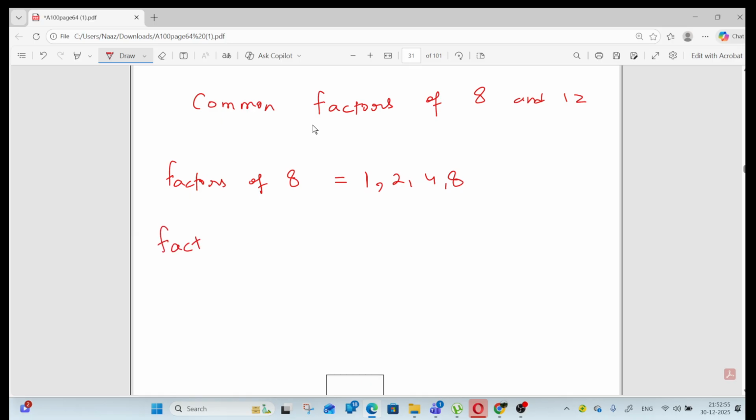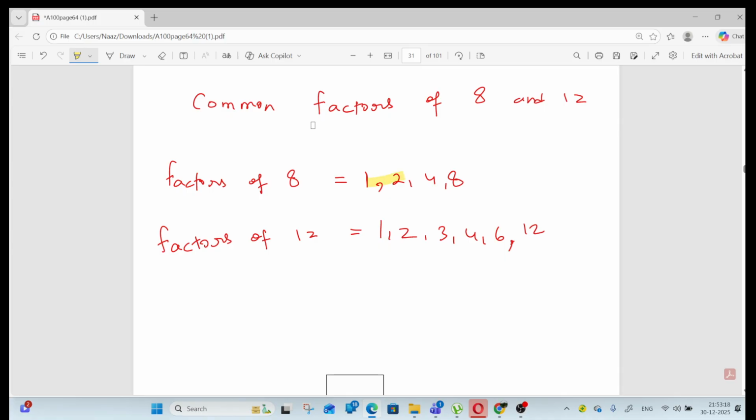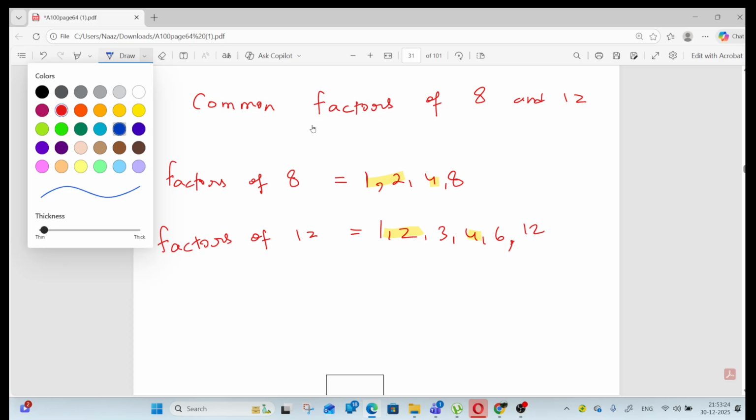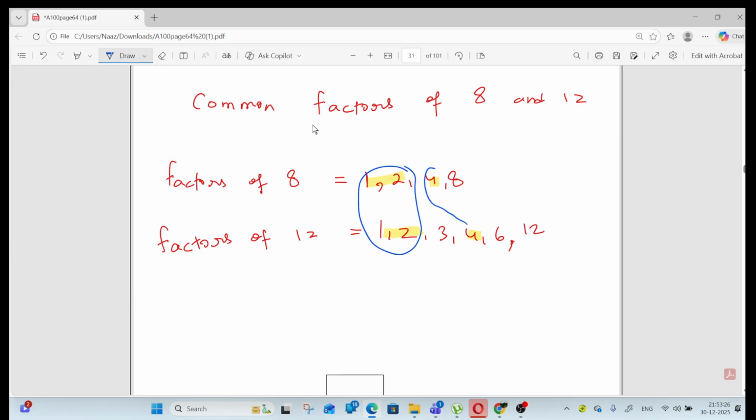Then tell me the factors of 12. 1, 2, 3, 4, 6, and 12. So there are some numbers that you see in both, like 1, 2, then you see 4. These are called common factors. So 1, 2, and 4 are the common factors of 8 and 12, right?